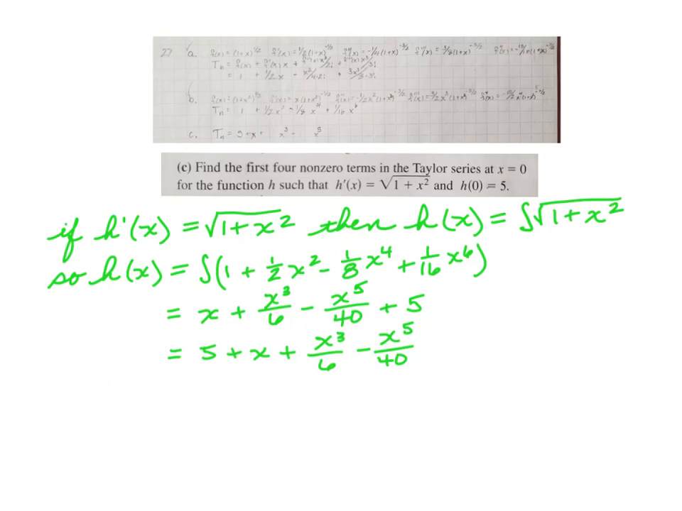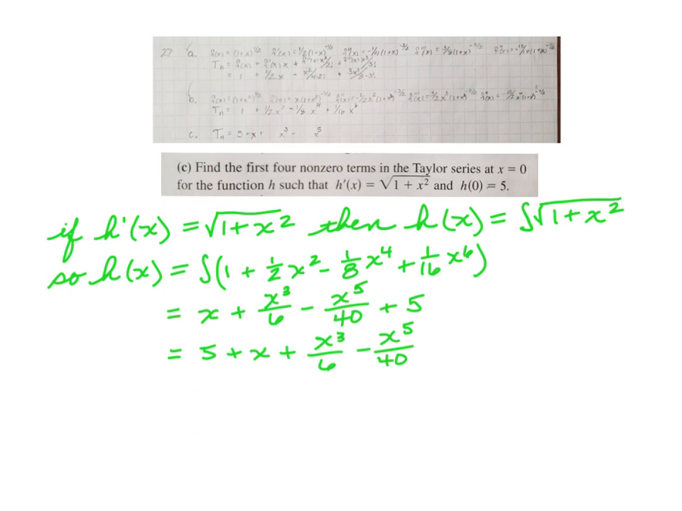So Alyssa, here's number 27. It looked like you already had A and B done, and I did double check those and they look good. So I think it was just part C you were a little unsure on. Your first two terms actually look good. It was the next two that needed to be adjusted slightly.